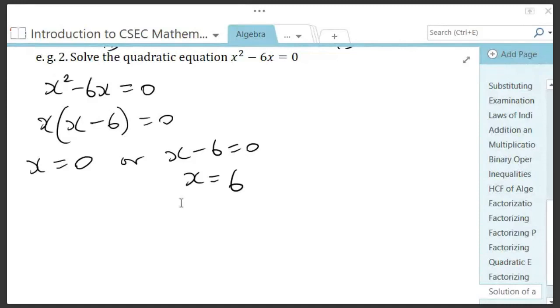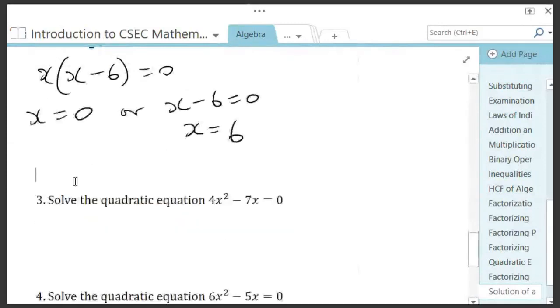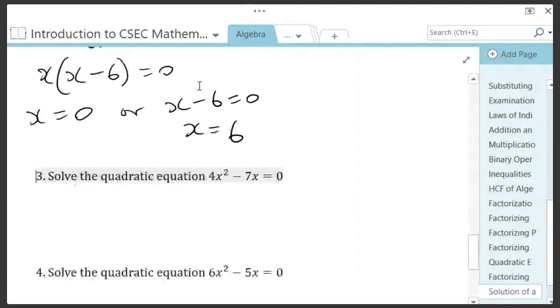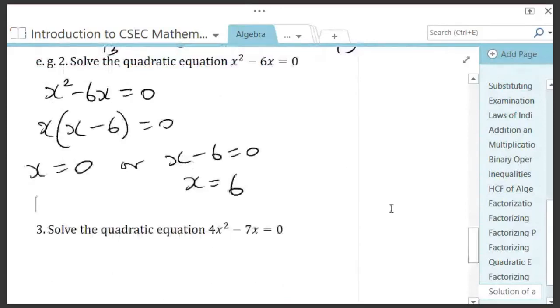Okay. So let's look at these now. All right, so workout number 3 here. Just factorize using the HCF.